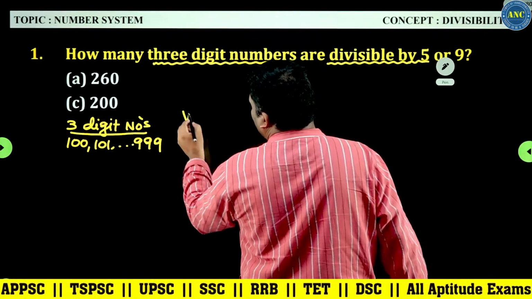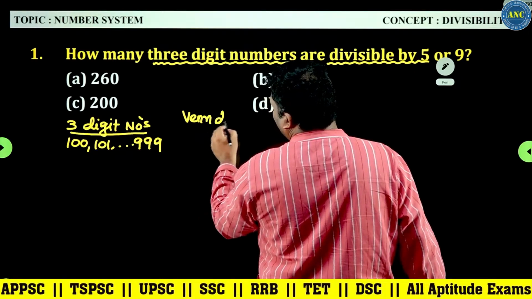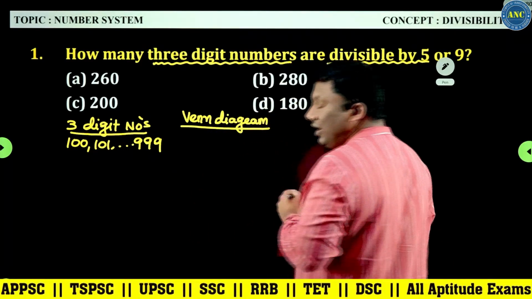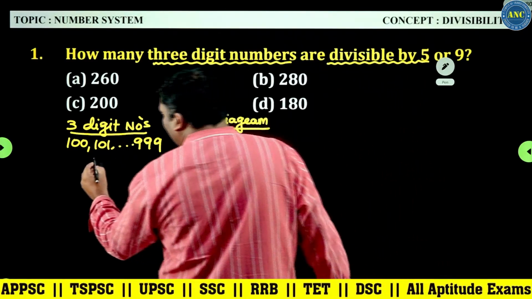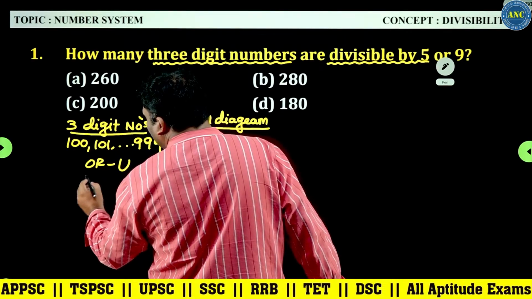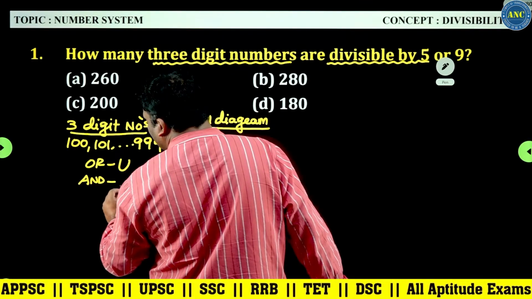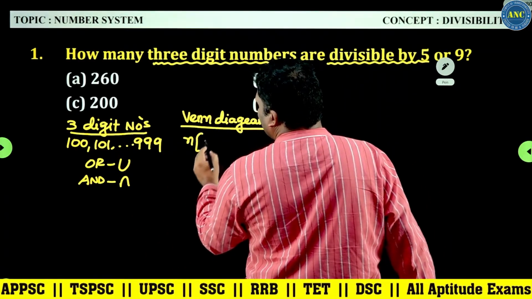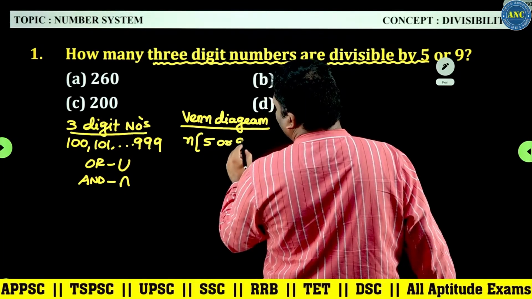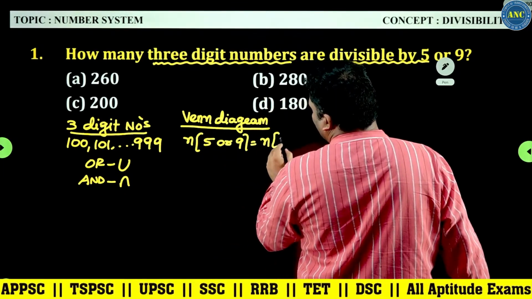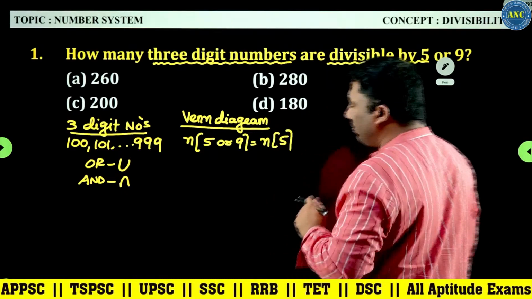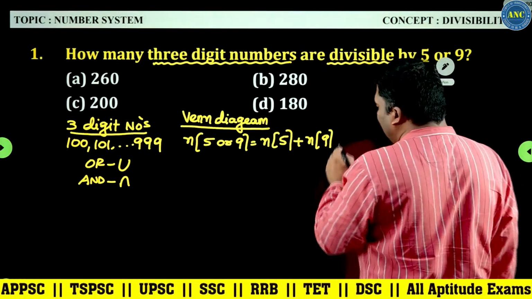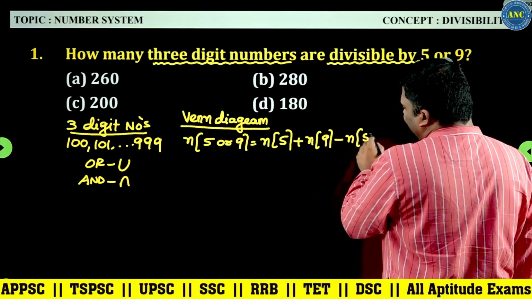Let me use the concept of Venn diagram to solve this question. What do we require? 5 or 9. "Or" is nothing but union and "and" is nothing but intersection. So we require n of 5 or 9. It is nothing but the number of 3-digit numbers which are divisible by 5, plus the number of 3-digit numbers which are divisible by 9, minus the numbers which are divisible by 5 and 9.